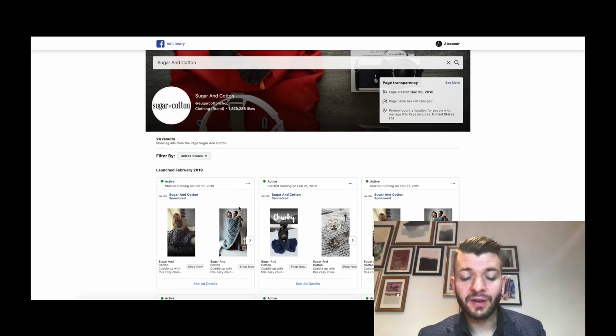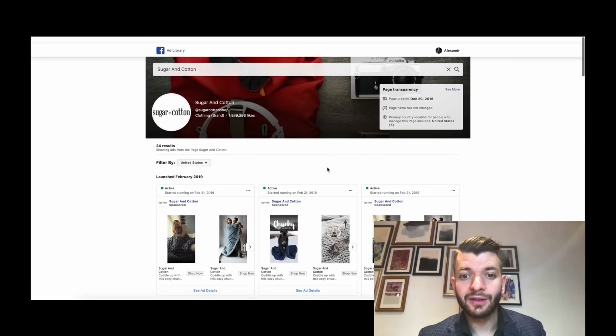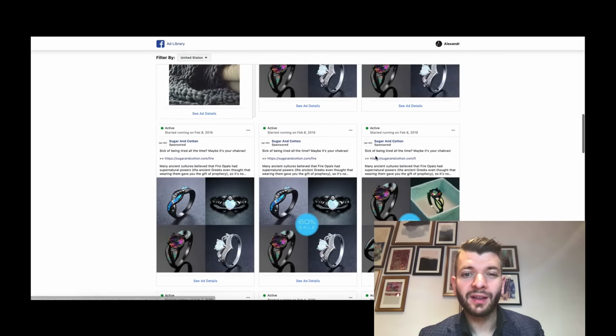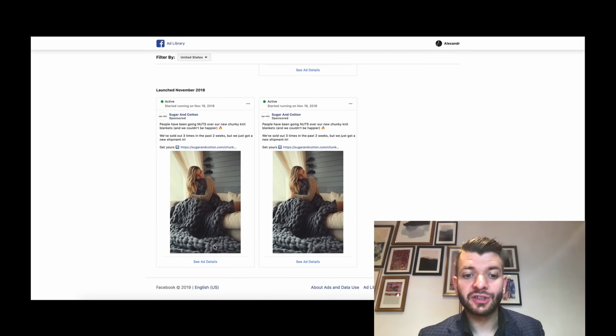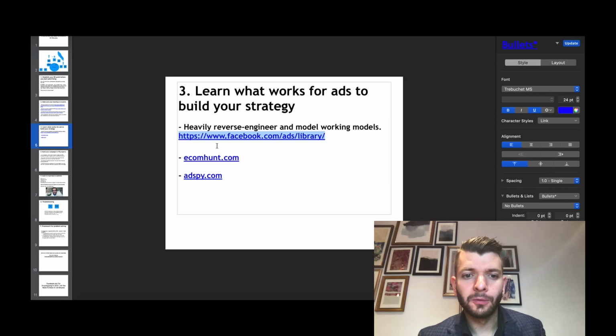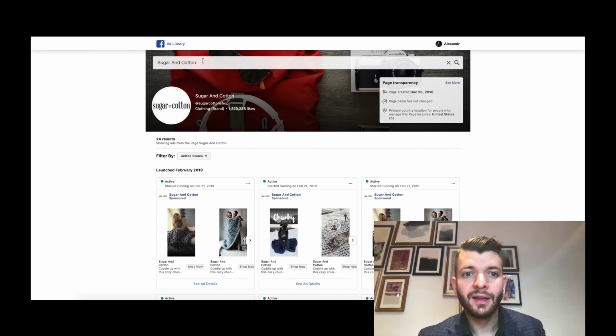Here, for example, we would see what kind of ads, what kind of products they're using, how they're selling them, what kind of wording they use. So we can see all of those things, reverse engineer, and create something similar, model what's working. So that's one of the tools, and that is free. You can find any page that's currently on Facebook and advertising, and find all of their ads.